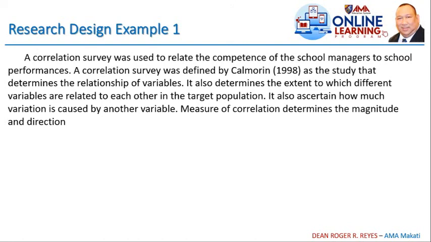Again, let us define. A correlation survey was defined by Calmorin in 1998 as the study that determines the relationship of variables. It also determines the extent to which different variables are related to each other in the target population. It also ascertains how much variation is caused by another variable, kung meron yung moderating variable. Measure of correlation determines the magnitude and direction. So, gaano ka related itong variables na ito? Or gaano ka hindi related? So, positive relationship, negative relationship.